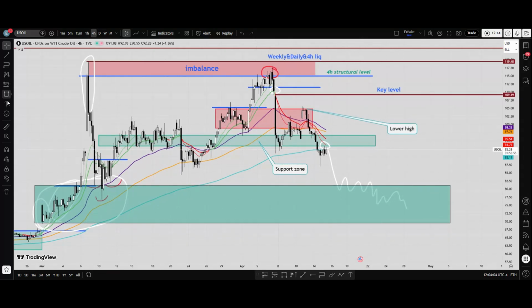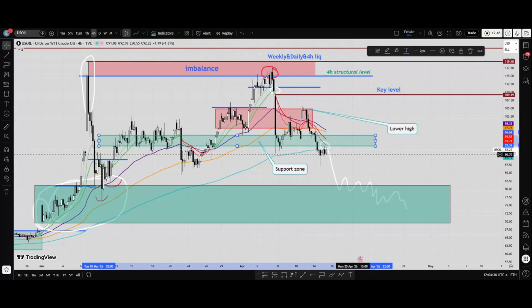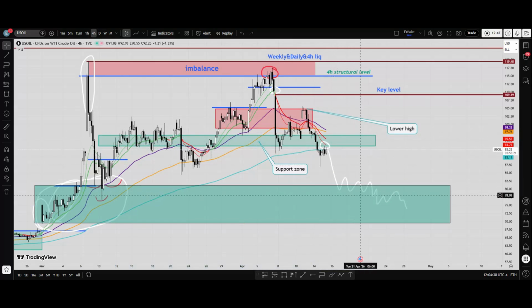So the conclusion: the entire structure for oil is exhausted. It needs a reset. In order to have a reset, you need to have the price cooling off in an area or in a zone, accumulating, distributing, or doing whatever. The price just needs to cool off in an area for a little bit. And once it cools off, then whatever direction is meant to happen will happen normally. Okay? So, if we keep rejecting this green box, at least from my perspective, that means we're going to go lower here.